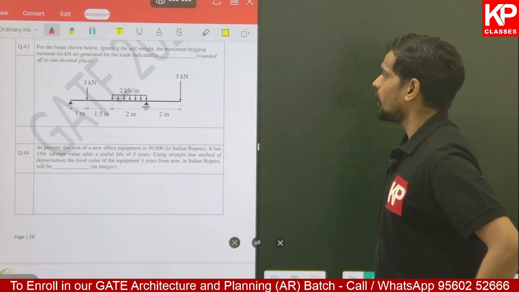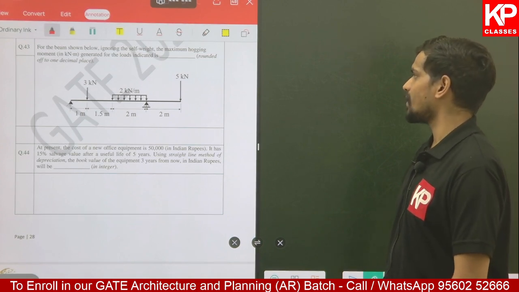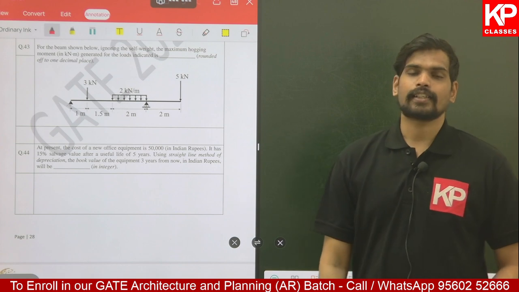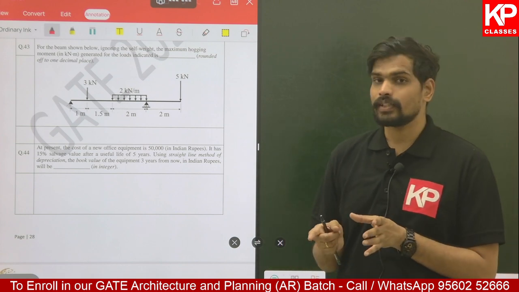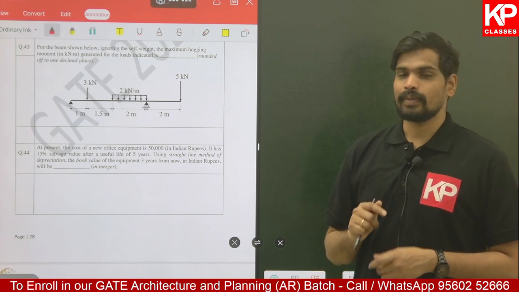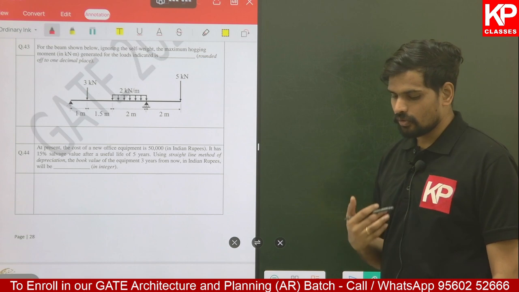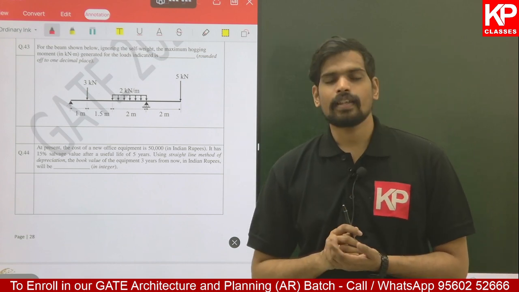For the beam shown, ignoring the self weight, the maximum hogging moment generated for the loads indicated is dash. They're asking us what is the maximum hogging moment. Hogging moment is a negative bending moment basically. They're asking what is the maximum negative bending moment in this beam. For that, how can you find out the maximum bending moment of a given beam? You can quickly draw the SFD BMD of it.